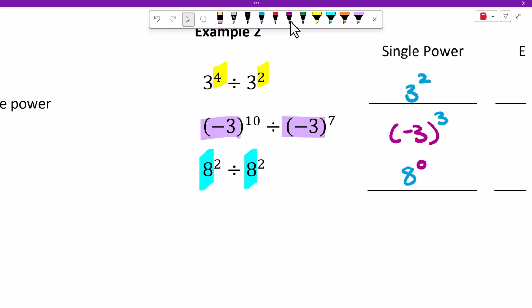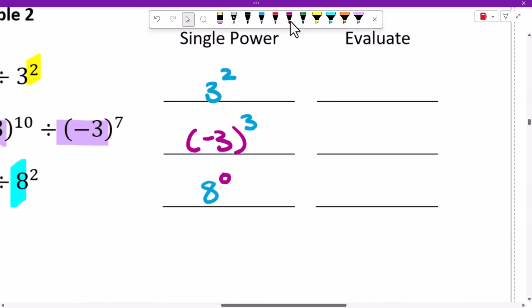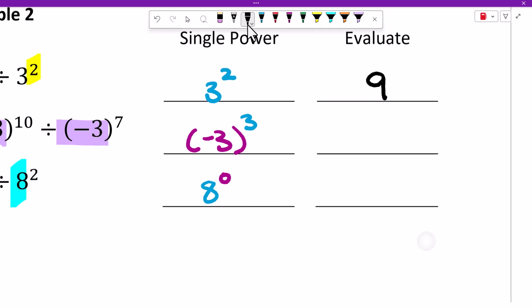So now if we calculated these, that's what evaluate means. The first one, 3 to the exponent 2. Is that 6? No. 9. That's the common mistake. It means 3 times 3, not 3 times 2. Next one. The answer is 27. But is it positive 27 or negative 27? Negative, because you have that negative sign repeating 3 times. Negative 27.